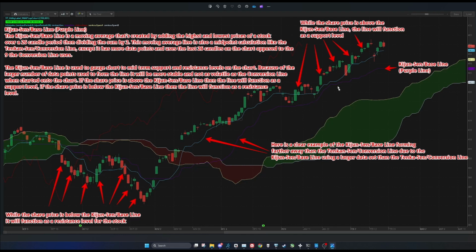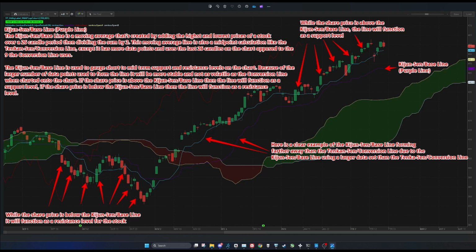So it's the same concept. If your candlesticks are above the Kijun-sen baseline, then the Kijun-sen baseline will be acting as support. And if your share price is below it, like during this time frame down here, where you see the candlesticks are below the purple line, that means the Kijun-sen baseline is going to be acting as a resistance level. So if your share price breaks below the Kijun-sen baseline, that's an indication that there's a higher chance that the overall trend is going to be shifting to the bears. But if the share price is above the Kijun-sen baseline, it's also an indication that there's a higher chance that the overall trend is going to be bullish for the stock.